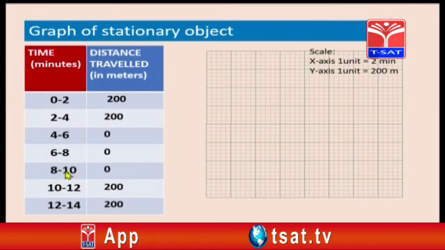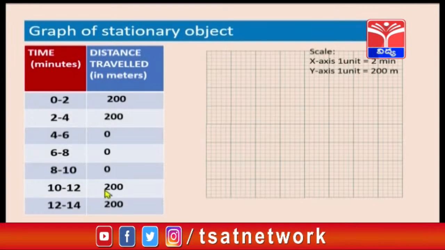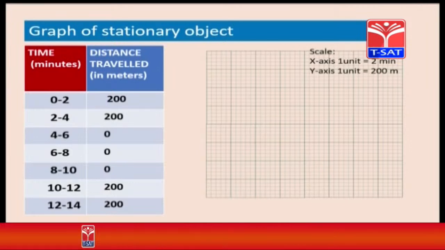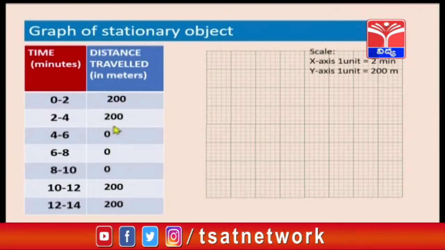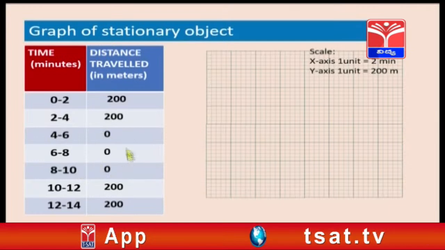In the next also it does not move. After the 10th minute it starts traveling again and covers the distance of 200 meters. And again in the next 2 minutes the object covers 200 meters of distance. What do you observe from this table? Here 0, 0, 0. It means that between the 4th minute and the 10th minute the object is at rest.